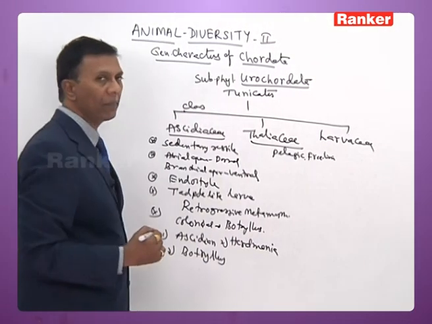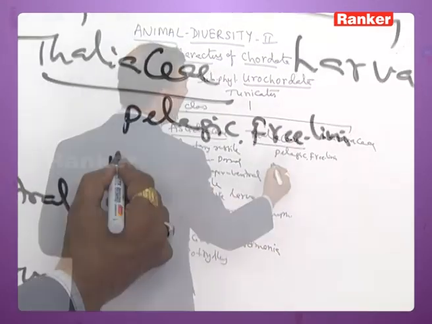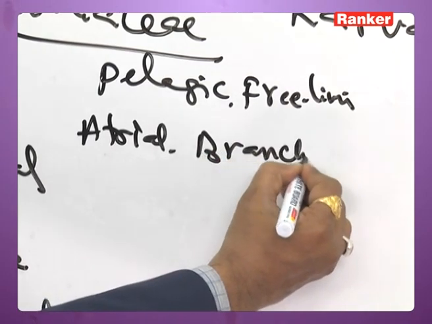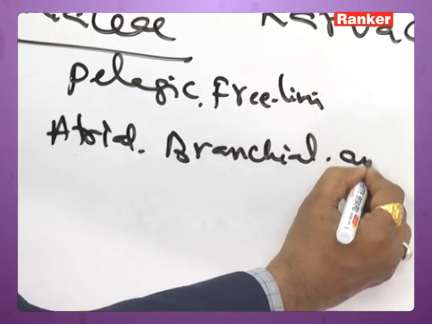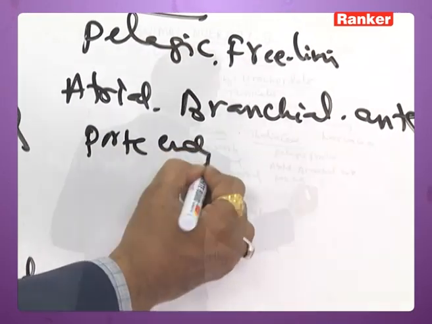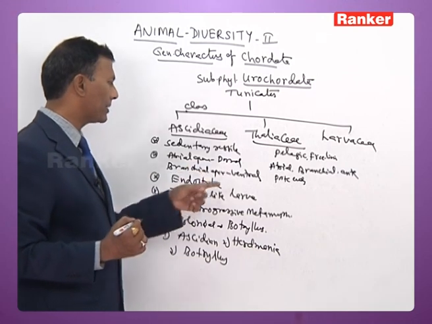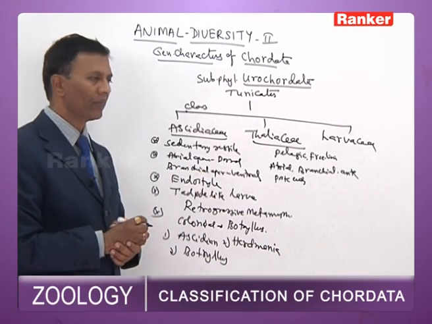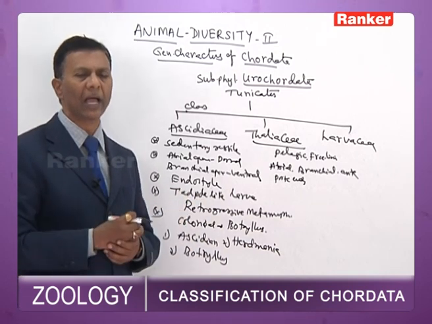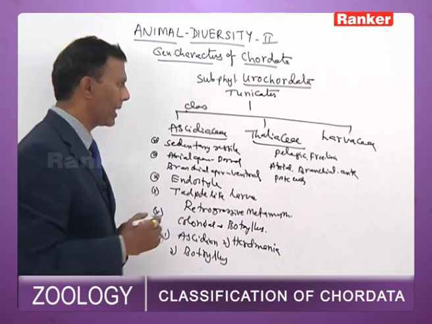Free living and pelagic. In Thaliaceae, atrial and branchial apertures are at the anterior and posterior ends of the body. Here in this, atrial aperture is dorsal, branchial aperture is ventral, whereas in this group here now, atrial and branchial apertures are towards the extreme ends of the animal. One is anterior, the other one is at the posterior end.